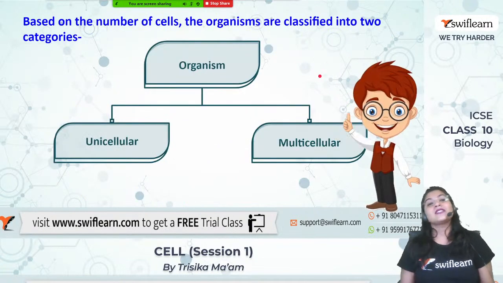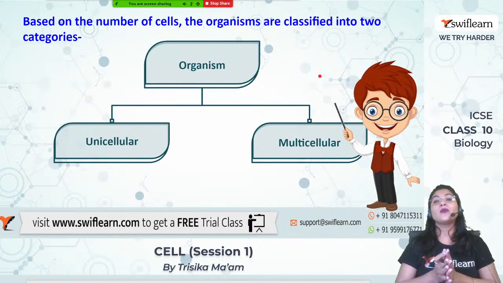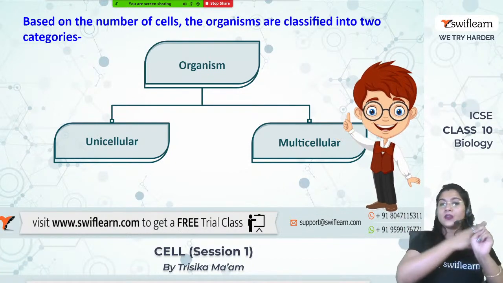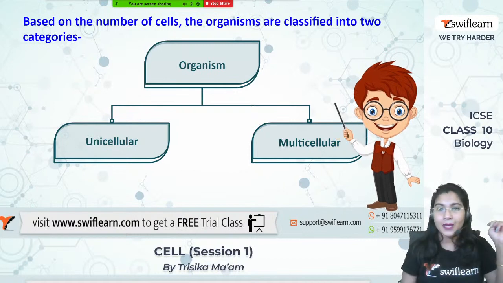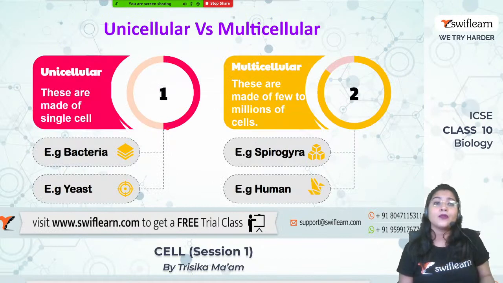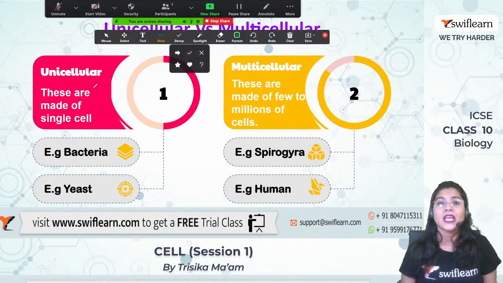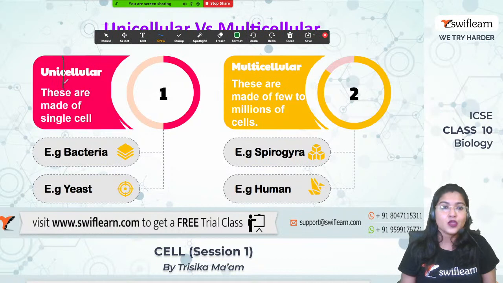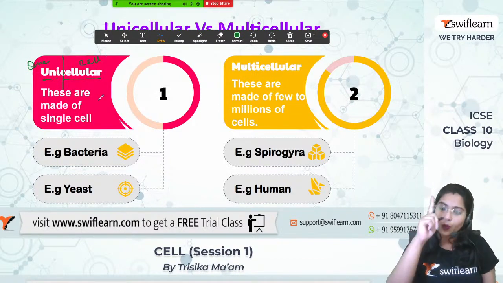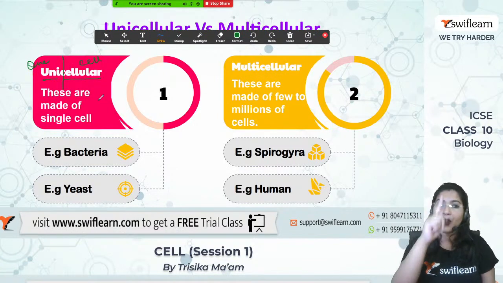Now let us find out, based on the number of cells, we can divide the different organisms into two main categories, right? One is the unicellular organism and another one is the multicellular organism. So what are the unicellular organisms? From the name only we will be able to understand. If we divide the name into two parts, uni means one or single, and cellular means cell. So whenever the living organism has only one cell in the whole body, we call it a unicellular organism, right?